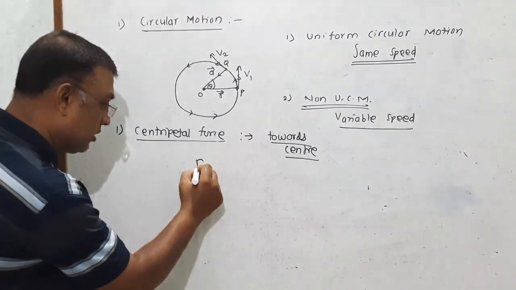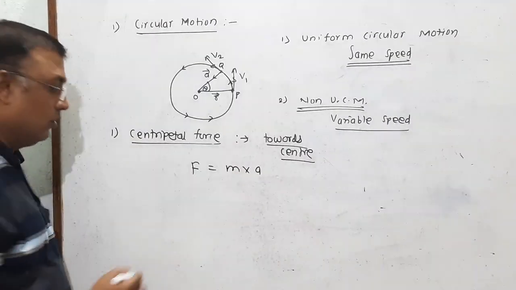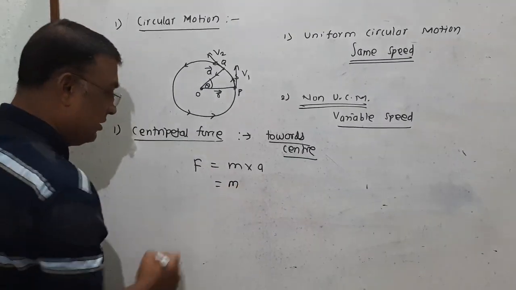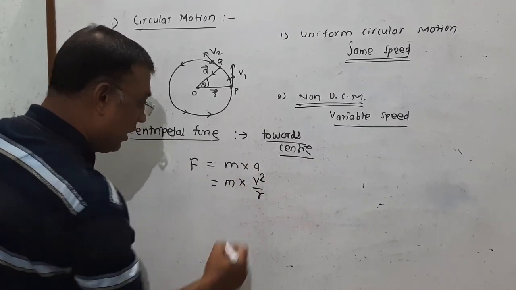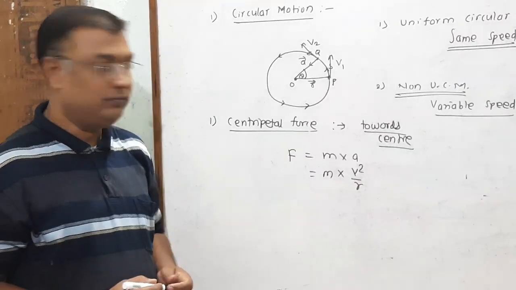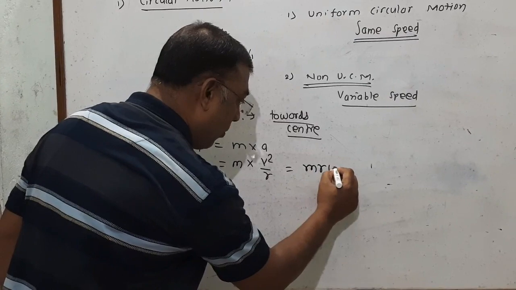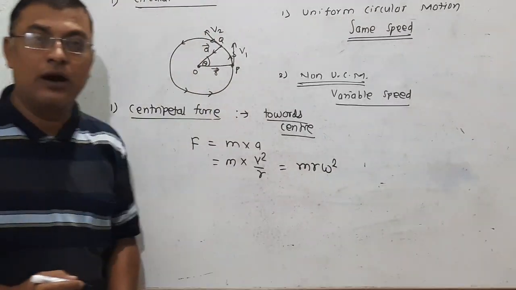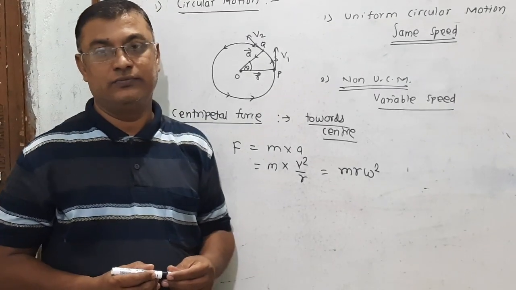According to Newton's law of motion, what can we write here? Mass into acceleration. M is the mass and acceleration is nothing but the centripetal acceleration. So you can write mv square by r, or in other words, m r omega square, where omega is known as the angular velocity.